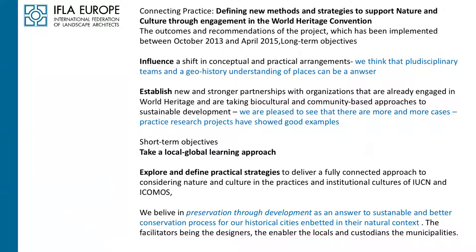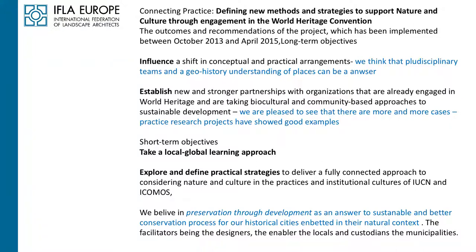We would like to thank you for all the recommendations that you have given us in 2013 and 2019 to go over to this mode of doing and have a shift on the concept and practice of management. And we think that this geohistory understanding of a place can be an answer. We have shown here today just some examples.